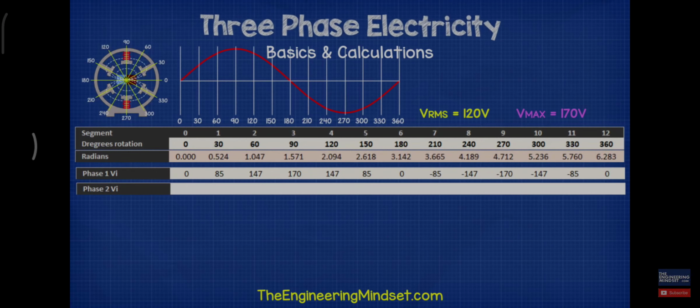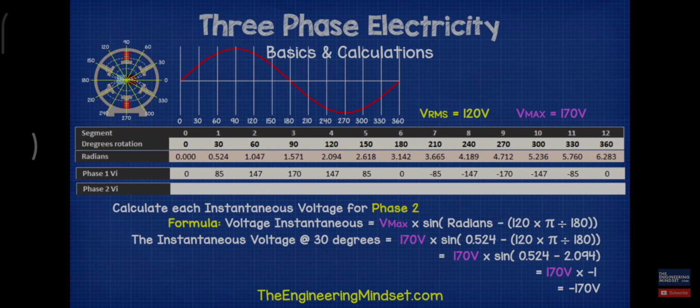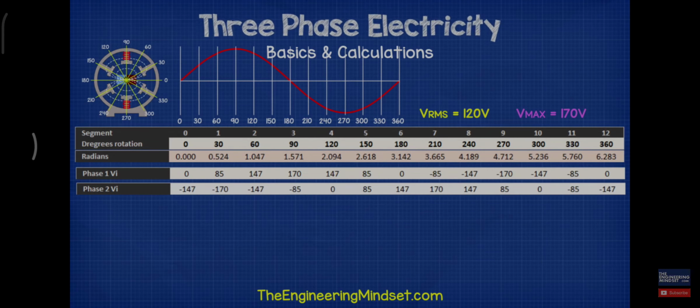Now we can calculate phase 2 voltages, and we can do that using the formula Vmax multiplied by sin(angle in radians minus 120 times pi divided by 180). This end part, 120 times pi divided by 180, just takes into account the delay because the coil is 120 degrees from the first one, and then it converts this to radians. So just complete that calculation for each segment until the table is complete for one full cycle. We can now plot this to see the waveform for phase 1 and 2, and how these voltages are changing.